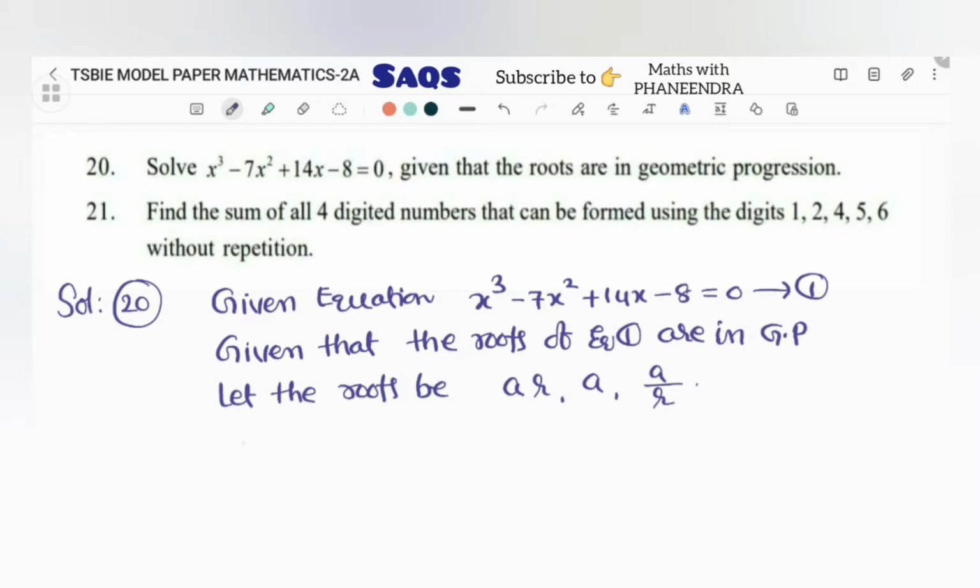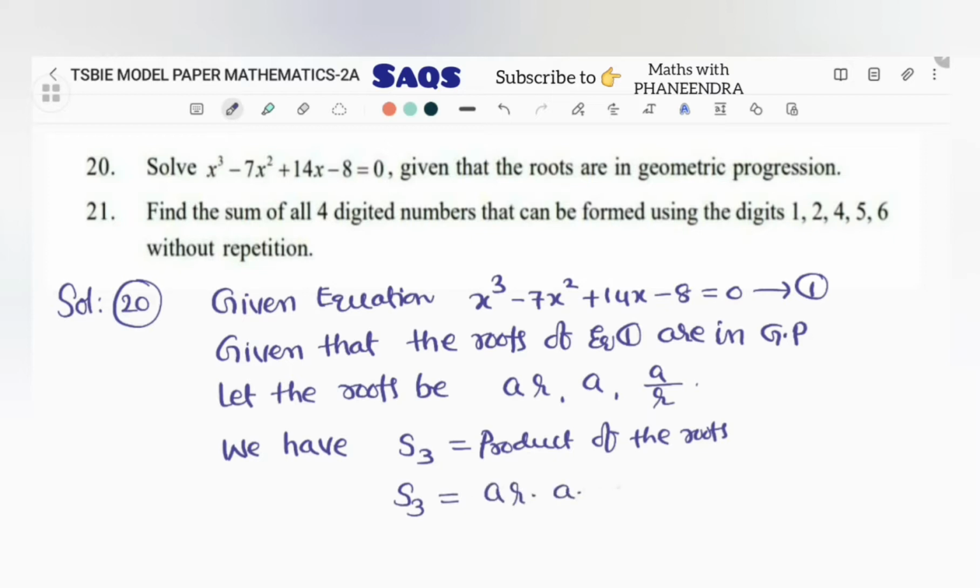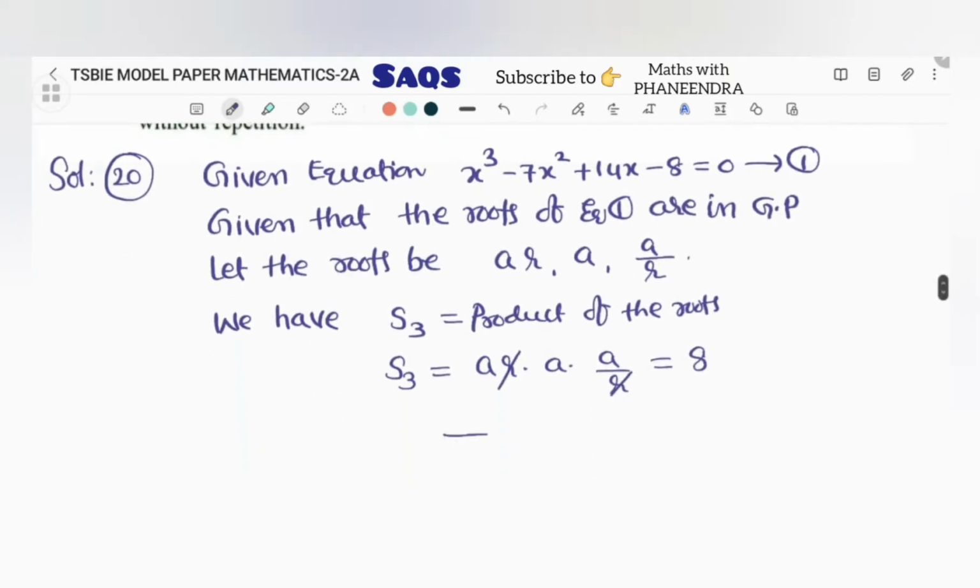So here the product of the roots, we have S3, that means the product of the roots. So S3 is equal to ar into a into a by r, which is equal to minus d by a. Sum of the roots means minus b by a, product of the roots taken 2 at a time is c by a. Here minus d by a, so minus of minus 8, plus 8 will come. Here r gets cancelled. a into a into a is a cube, that is equal to 8. That also can be written as 2 cube. a cube equal to 2 cube implies that a is equal to 2. So a means what? This is also one of the roots now.